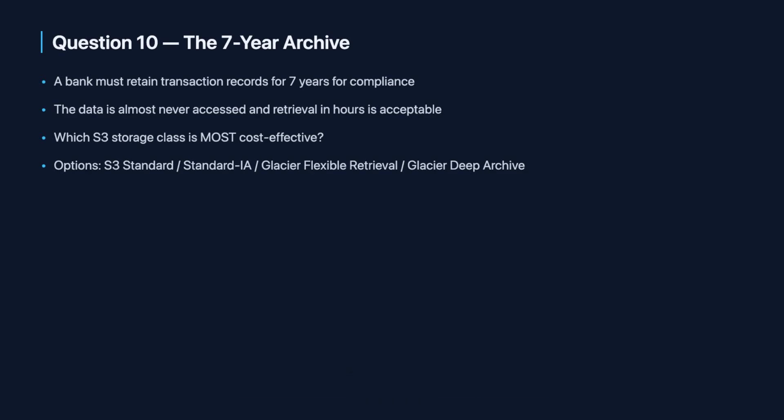Question 10. A bank must retain transaction records for 7 years to meet compliance. The data is almost never accessed, and retrieval taking several hours is perfectly acceptable. Which S3 storage class is most cost-effective? S3 Standard, Standard Infrequent Access, Glacier Flexible Retrieval, or Glacier Deep Archive. The qualifier is most cost-effective, and the stem hands you 2 gifts, rarely accessed, and hours-long retrieval is fine.